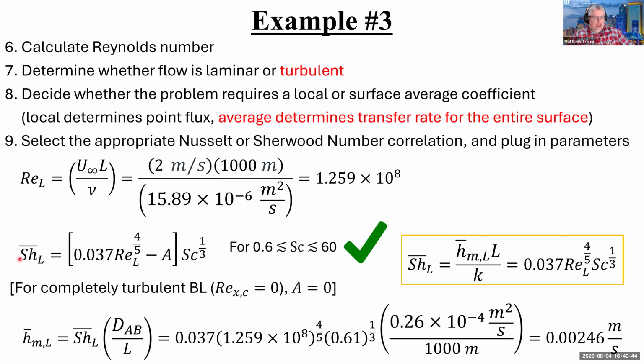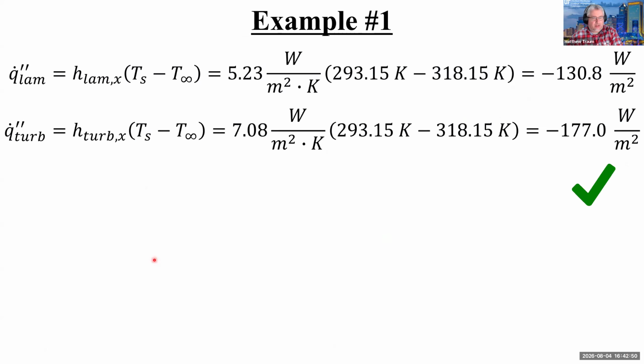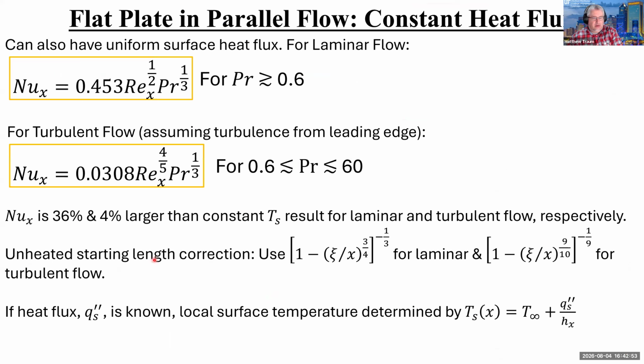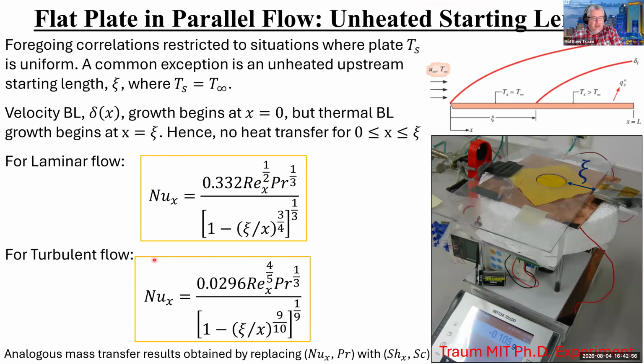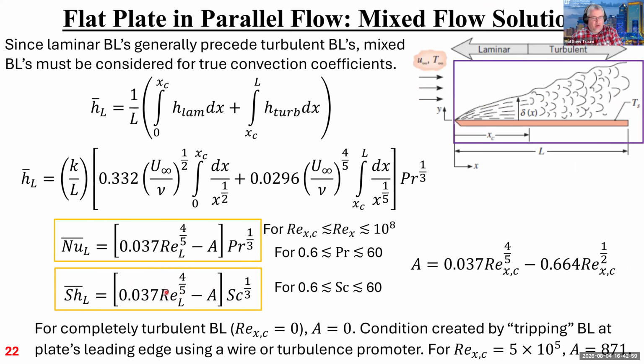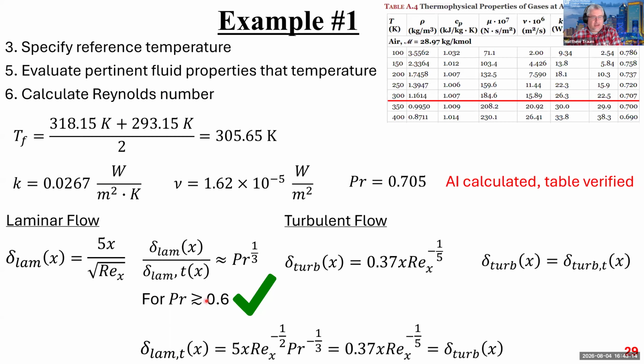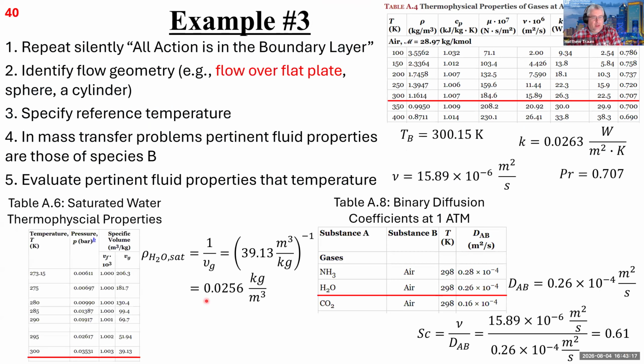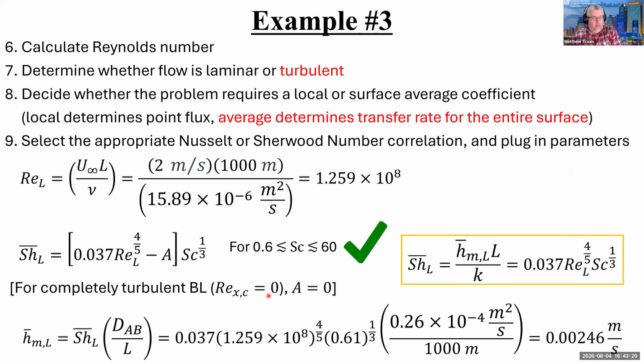So I'm going to pull my average Sherwood number correlation. This is the one. Remember, let's go back. Where is it? That's this one, my Sherwood number correlation that has both the laminar and the turbulent components. Remember, for a completely turbulent boundary layer, one where we trip to turbulence right at the beginning, A is equal to 0 for this correlation. So if I go back to my problem, for a completely turbulent boundary layer, A is equal to 0. So I'm using this correlation, but A I don't need to worry about.